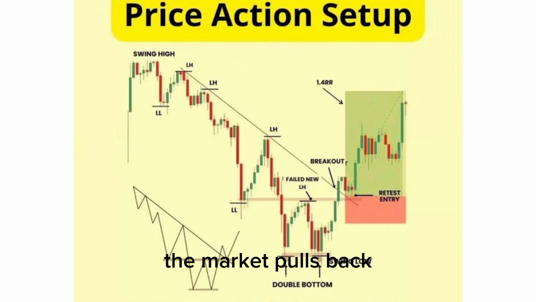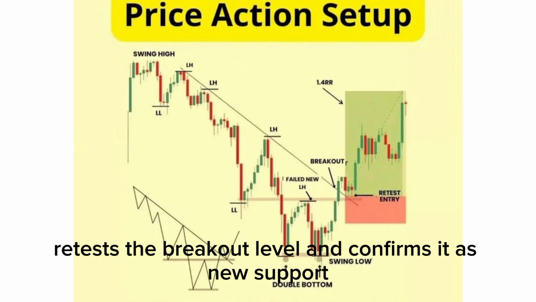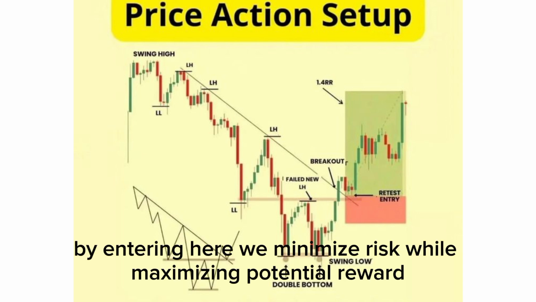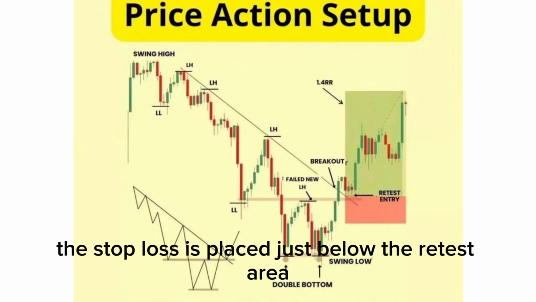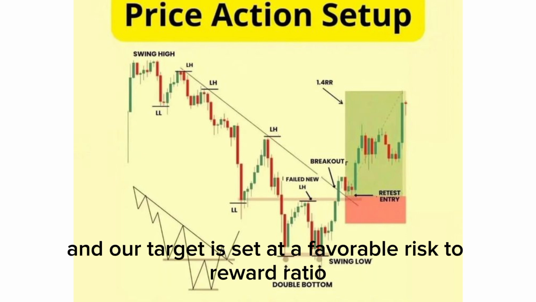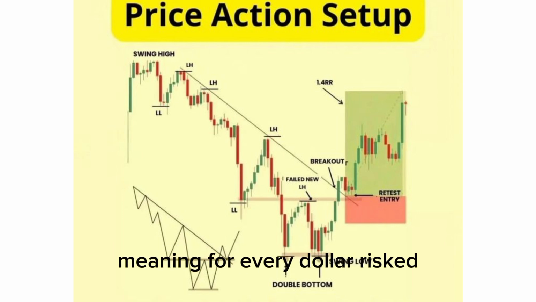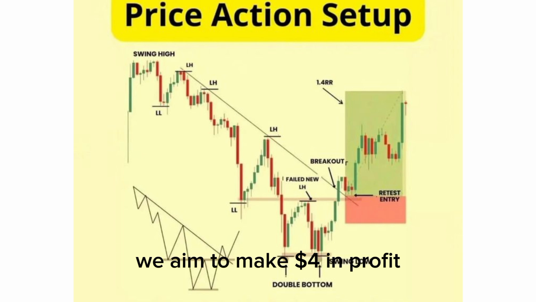The market pulls back, retests the breakout level, and confirms it as new support. This retest is our entry signal. By entering here, we minimize risk while maximizing potential reward. The stop loss is placed just below the retest area, and our target is set at a favorable risk-to-reward ratio. In this example, it's a 1-to-4 RR, meaning for every dollar risked, we aim to make $4 in profit.